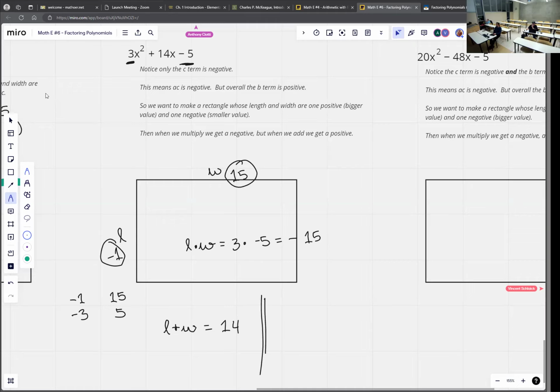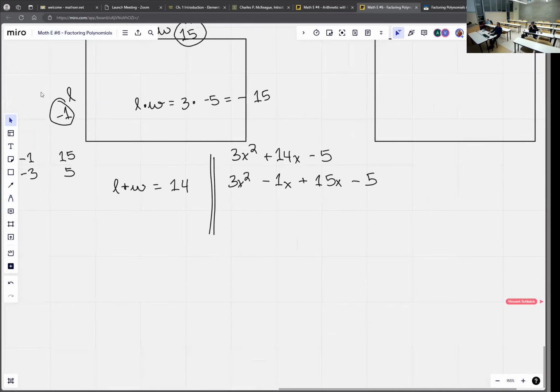So then I'm going to take my equation, which no longer has room under it to write because of my commentary. And I'm going to take this 14x and split it up with the -1 and the 15. So I will instead have 3x squared minus 1x plus 15x minus 5. Everyone okay with that line?